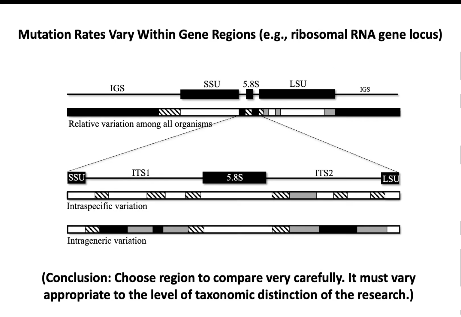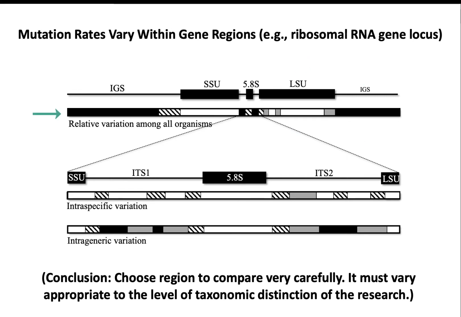Here's one example of how to select certain regions for various types of studies, levels of taxonomic study. So if you look at just the ribosomal RNA gene locus, it starts with an intergenic spacer, which is highly variable, and then a promoter region, which is less variable, and then the genes, the small subunit, 5.8S, and large subunit, and then another IGS after that.